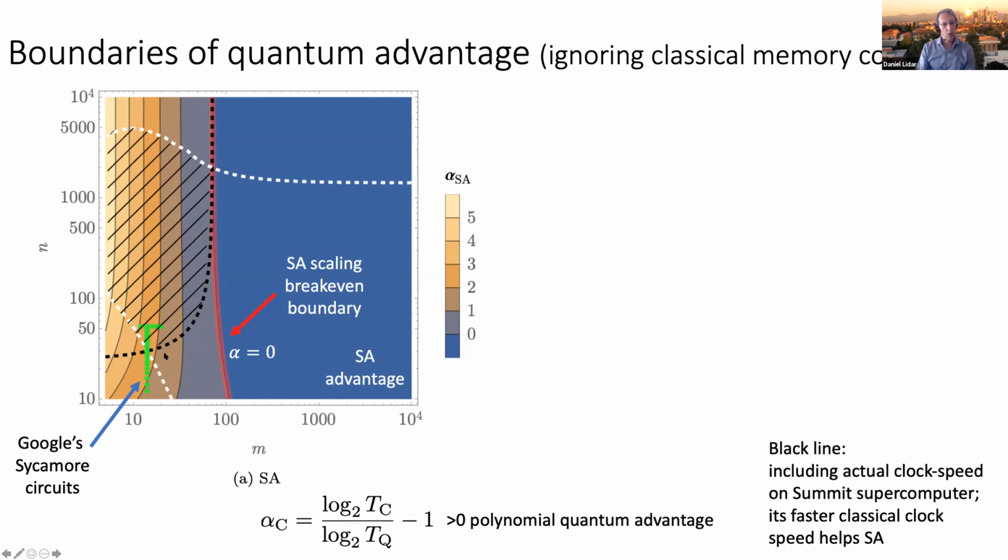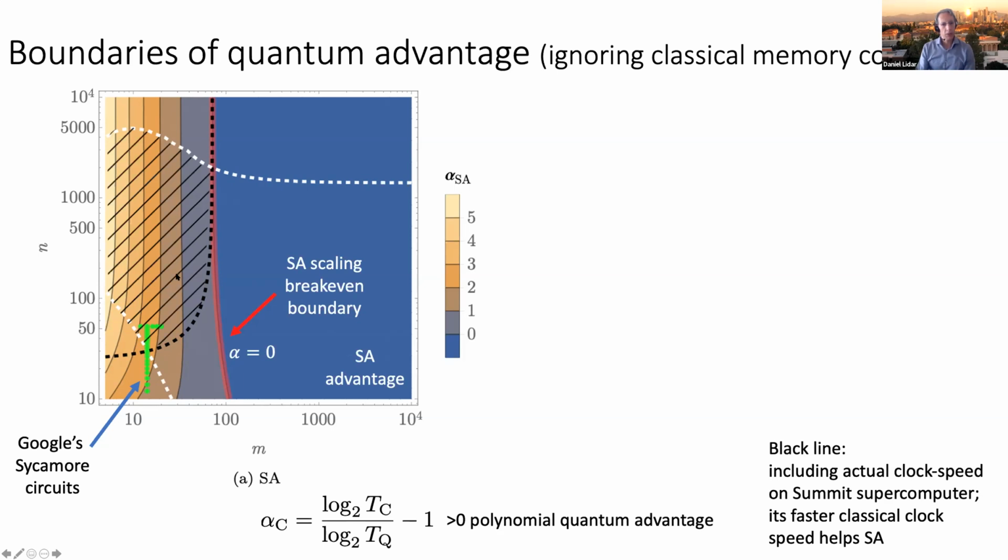So these all live within the quantum advantage regime, except that if we take into account the actual clock speeds, then this red line bends. And the reason it bends is simply because the classical clock speed is much higher than the quantum clock speed. So it actually helps the classical algorithm to take that into account. And you see that some of these circuits are now excluded. Only points above the dashed black line are within the quantum advantage regime now.